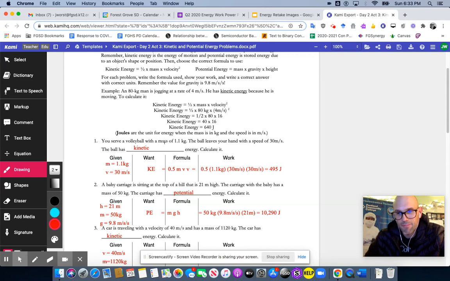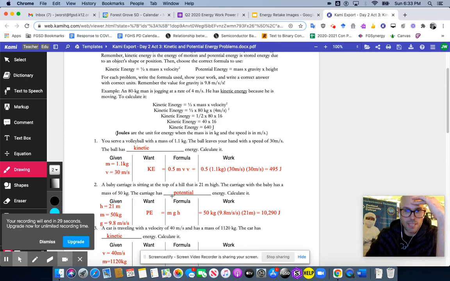Do the math. So you just look up here and you see what numbers you're given that correspond with the thing you're trying to solve. Potential energy here is mass times gravity times height. So here are the things I was given in the question.